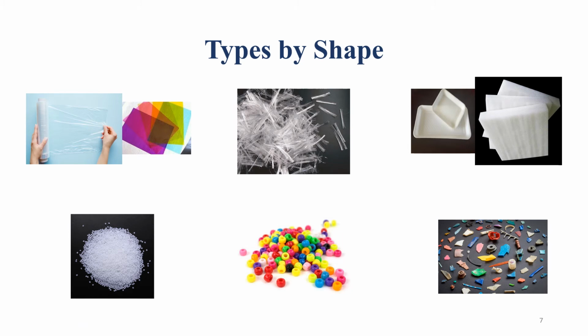Different types of plastics can also be categorized according to their shape. So plastics could be in the form of films, fibers, foams, pellets, beads, or fragments. All of these different types of plastics can give rise to further smaller shapes and sizes of microplastics.